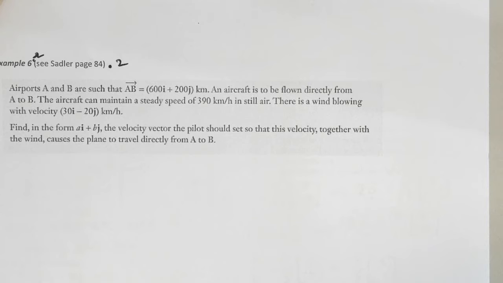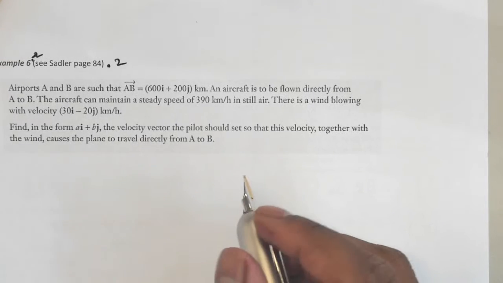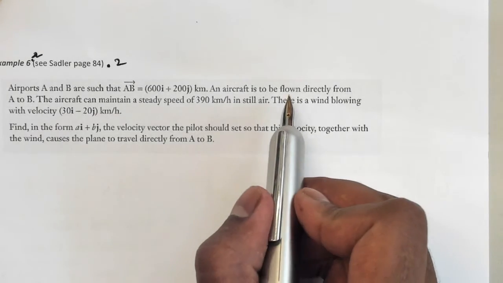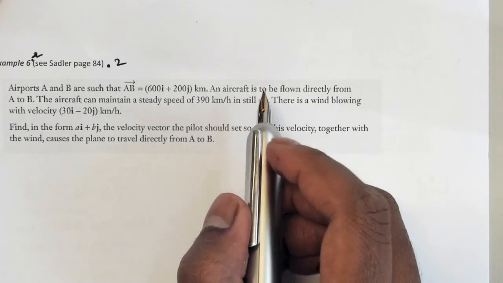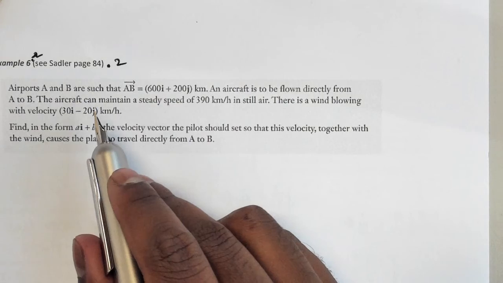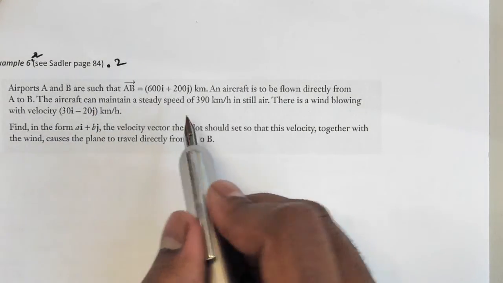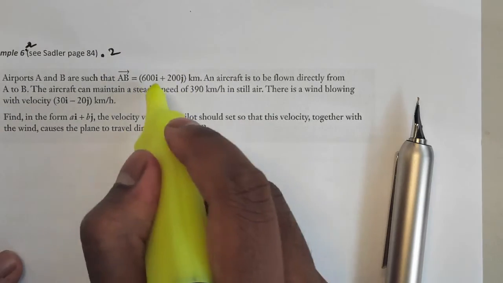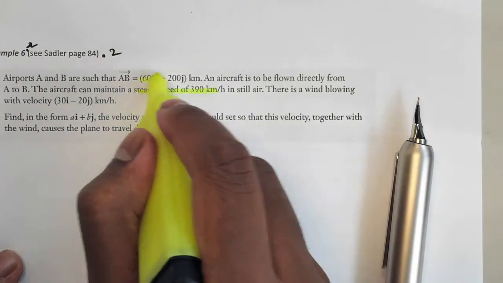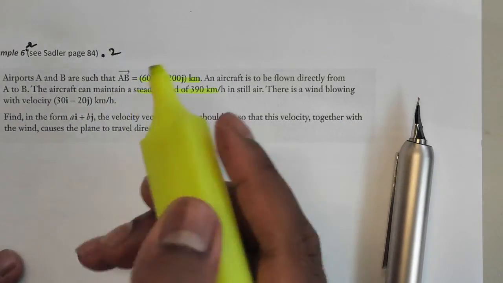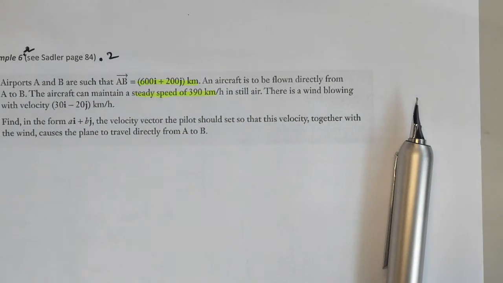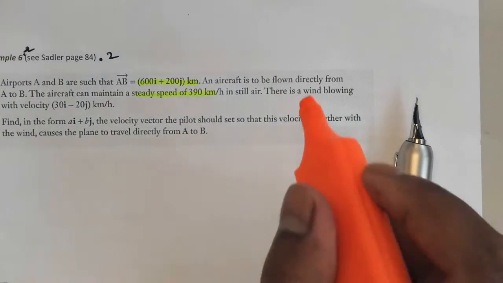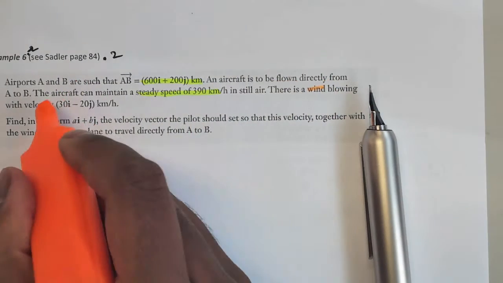I'm trying to find it in my book. Found it, never mind. Okay, so an aircraft needs to be flown directly from A to B, and the aircraft can maintain a speed of 390. So there's a few things I want to highlight here. The speed, the distance, and then there's a wind. Wind is very special, so we're going to go wind in a different color.